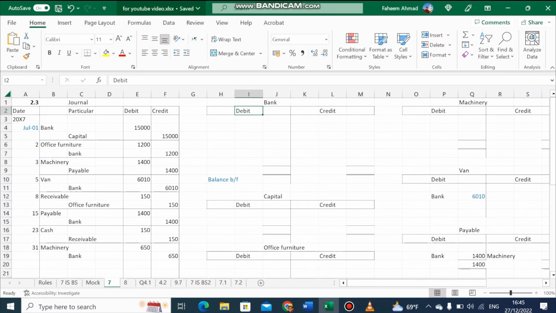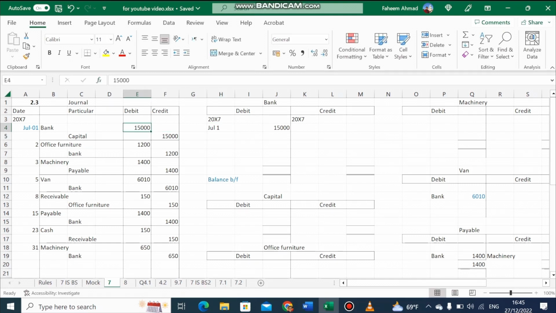Left side is debit side, right side is credit side. So you can see the very first entry is 15,000 bank debit. I will post 15,000 on debit side. What is the date? 2007. I will post 2007 here, and the same on credit side, and it was on July 1st, so I will put it here, July 1st.